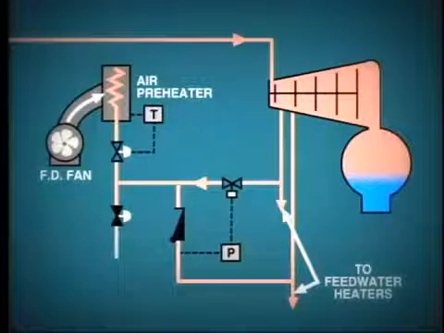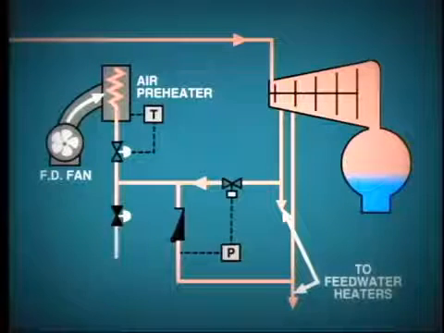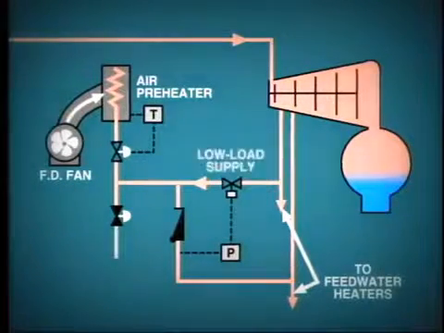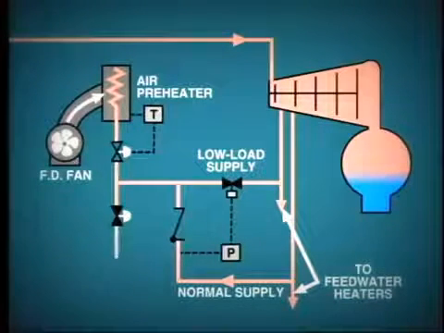In some plants, extraction steam may also be used to supply part of the auxiliary steam demand. For example, in this particular arrangement, steam can be supplied to the air preheater in the FD fan duct from either the first or second stage of extraction, depending upon the pressure available. Please bear in mind that as the load on the turbine generator changes, so does the steam flow through the turbine.